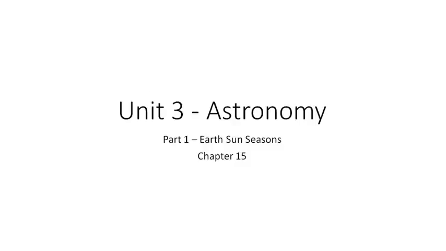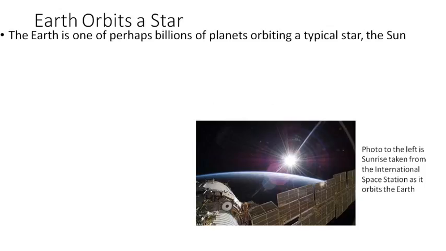So let's just focus a little bit on the Earth and the Sun system. The Sun is actually just one of billions of stars, and we'll talk more about that later, but it's just kind of a typical star. And here we have a beautiful photograph of the ISS, International Space Station, as it orbits the Earth, and here it is coming up upon our Sun. You can kind of see the Earth in there.